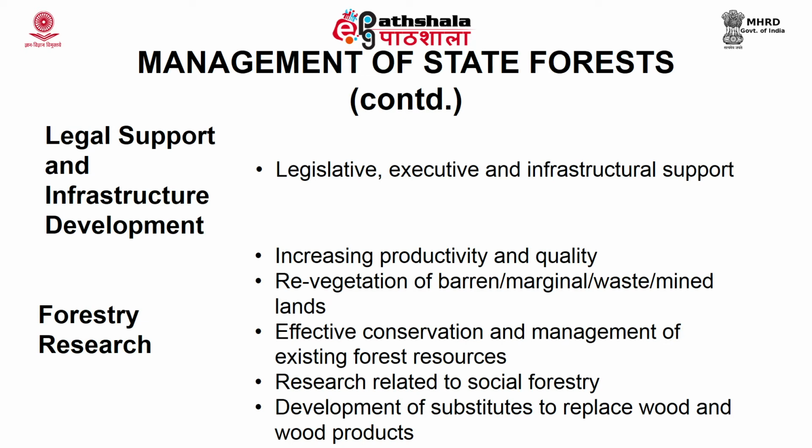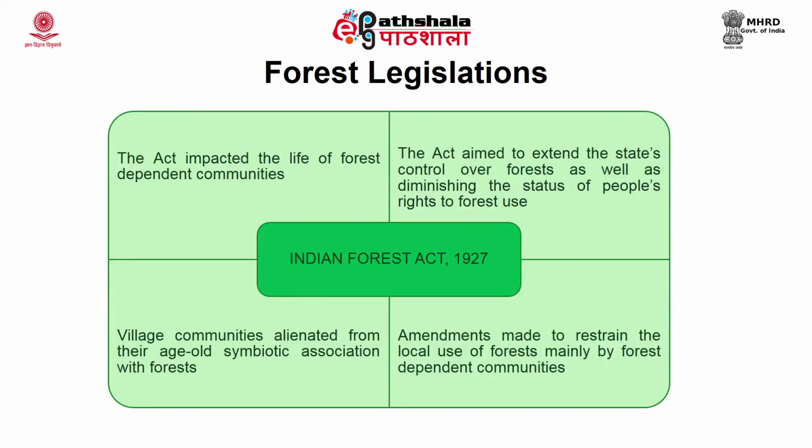This Act of 1927 aimed to extend the state's control over the forests, and it also provided for diminishing the status of people's rights over the forest use, because it was identified that the increasing infiltration of the people in the forest was adversely affecting the forest. So therefore, this Act of 1927 alienated the village communities from their age-old association with the forests.